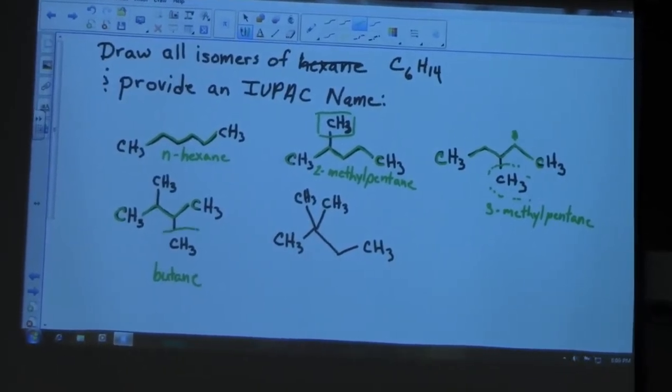Okay, and I have methyl groups on the 2 and 3 carbons. I need to indicate that there are 2 methyl groups. Okay, so instead of just saying methylbutane, I'm going to say dimethylbutane.